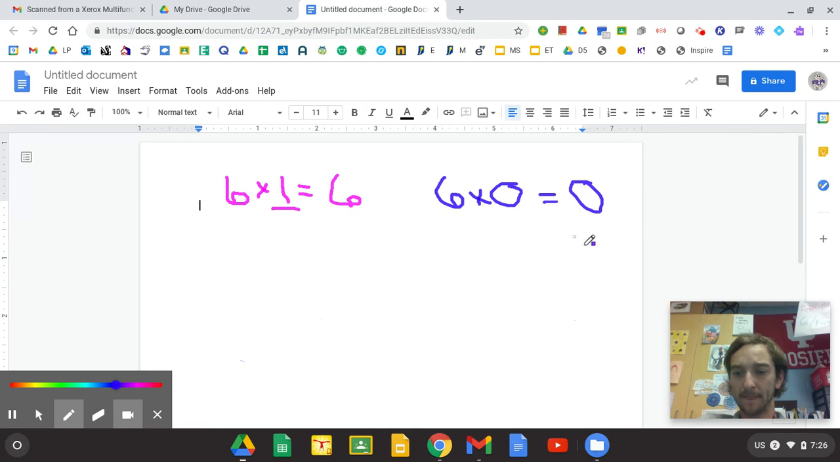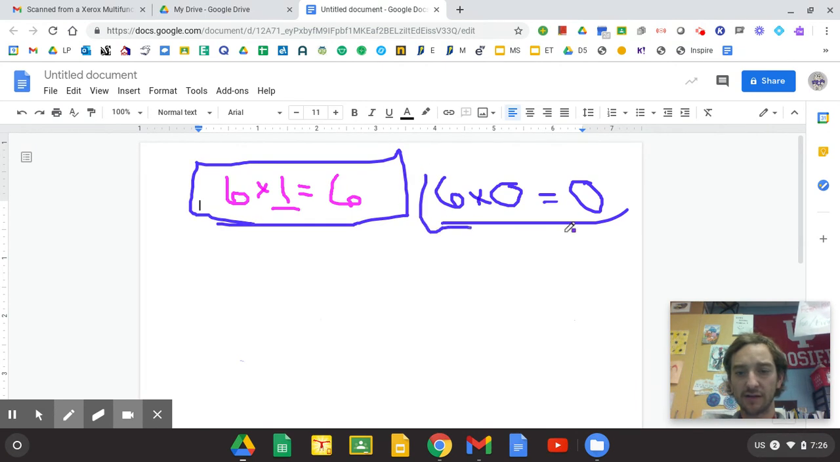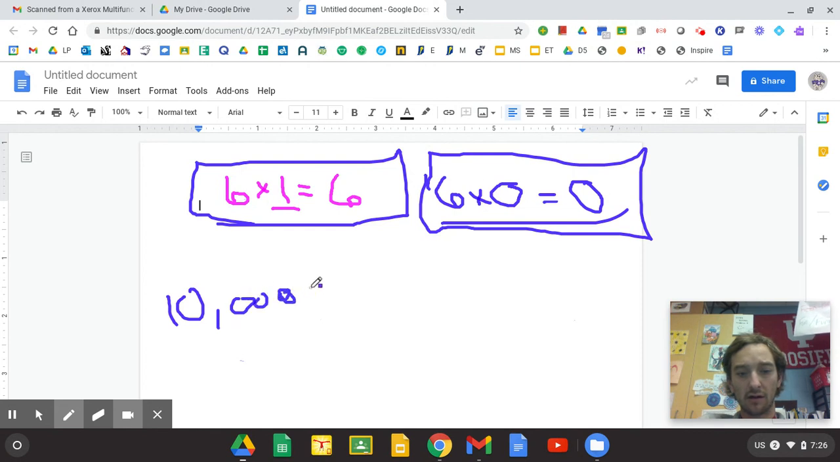Okay? So your homework sheet for this is going to be pretty simple. You're just working on times 1s and times 0s. Just remember these rules. Just rules that you're always going to have in multiplication. Times 0 is 0. Times 1 is itself. So, right, if I have 10,000 times 1, it's going to equal 10,000. Okay?